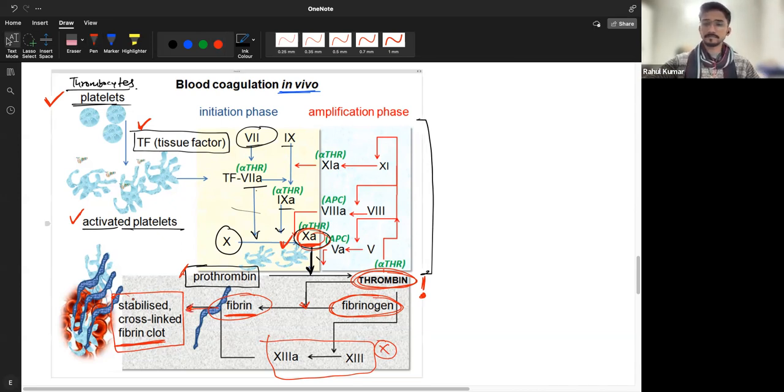Is this clear, everyone? So prothrombin and fibrinogen are secreted by the platelets? Yes, prothrombin and fibrinogen are secreted by the platelets.